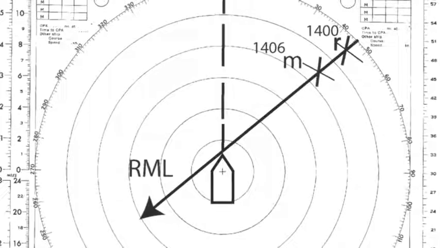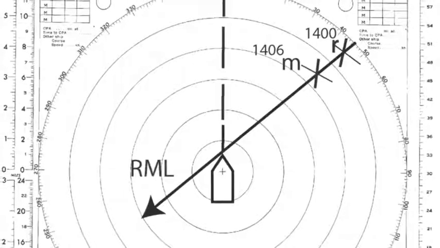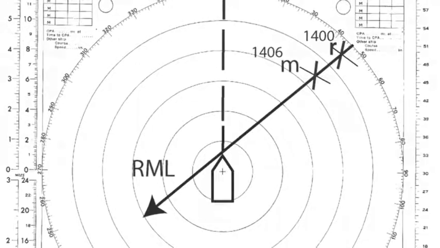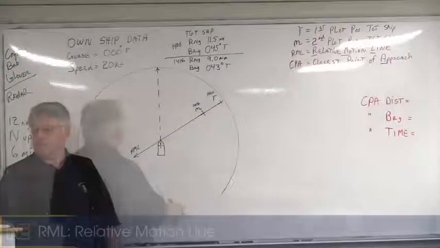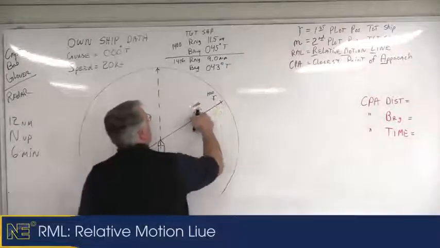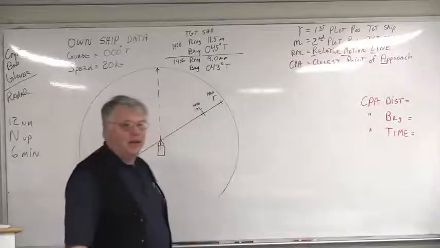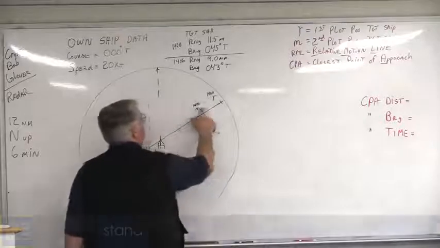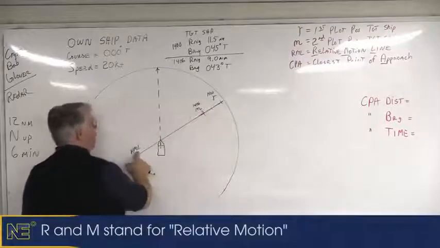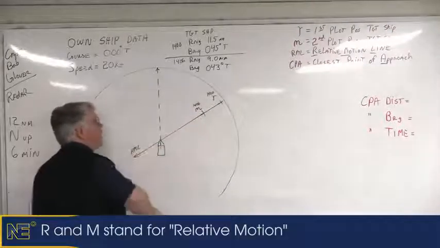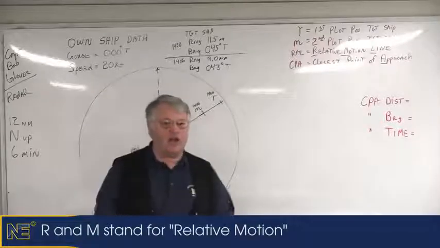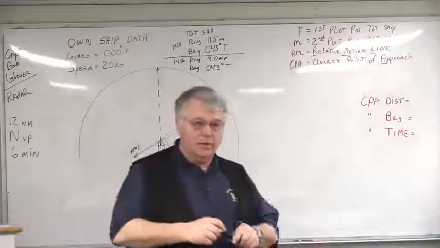And we're going to label that line RML. Stands for relative motion line. Now, a lot of people ask me, well, why did they pick R and M? What does that mean? Well, it stands for relative motion, okay? Relative motion line. This line represents the track line that the target ship is traveling down.